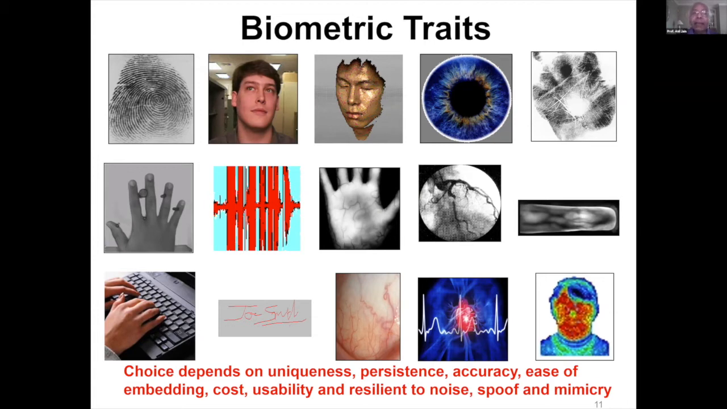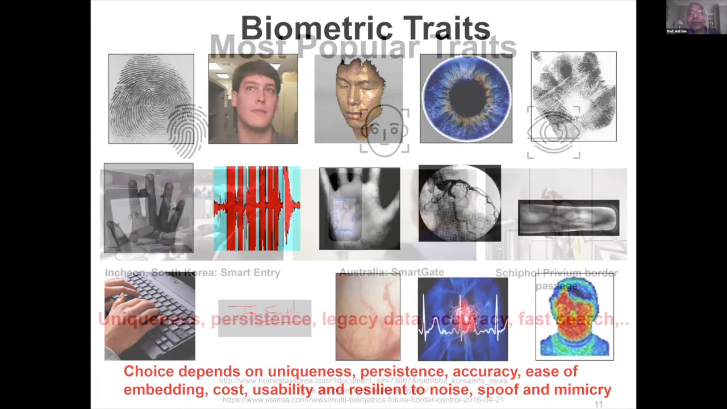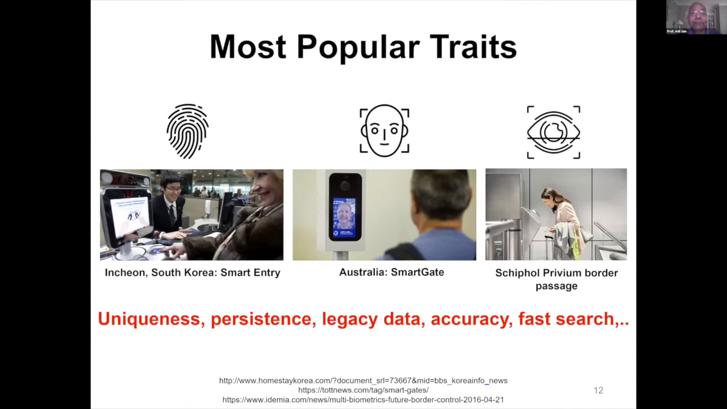So the three most popular traits are fingerprint, face, and iris. And I'm just giving an example of some of the countries where they're using this at the airport. For example, Incheon, South Korea, for their smart entry system, they use fingerprints. In Australia, Smart Gate, they're using face recognition. In fact, Australia and New Zealand all use face recognition for entry and exit.